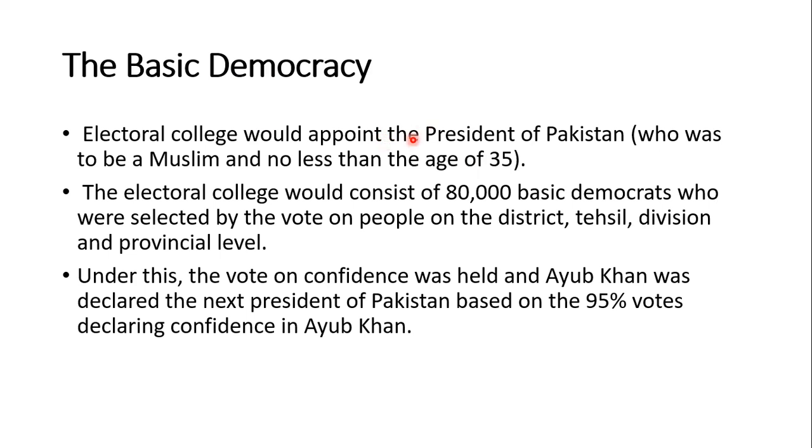Just like in America, just like in Turkey. And the age of the president was considered not less than 35 years. Clear? The Electoral College would consist of 80,000 basic democrats who were selected by the vote of the people at district, tehsil, division and provincial levels. Under this, a vote of confidence was held and Ayub Khan was declared the next president of Pakistan on the basis of 95% votes. Clear? This was the system of basic democracy. Still, you can listen to the old people talk about the reforms.